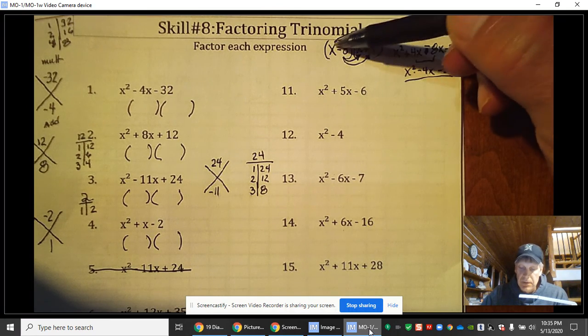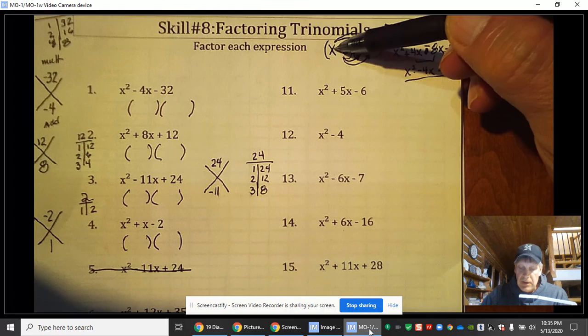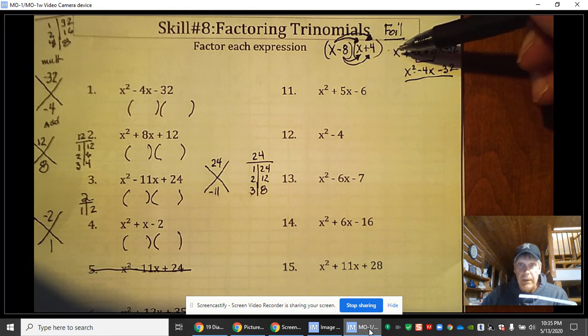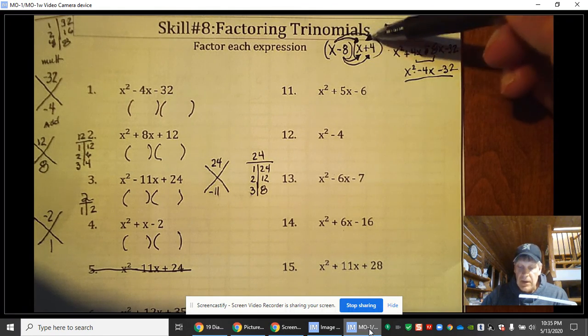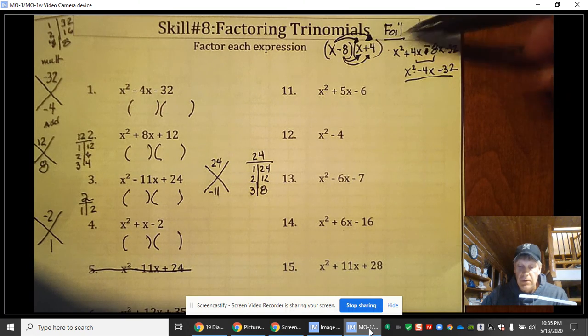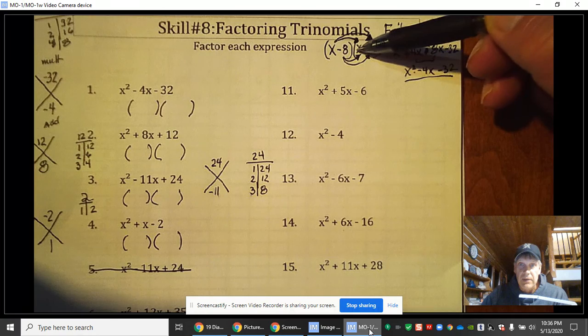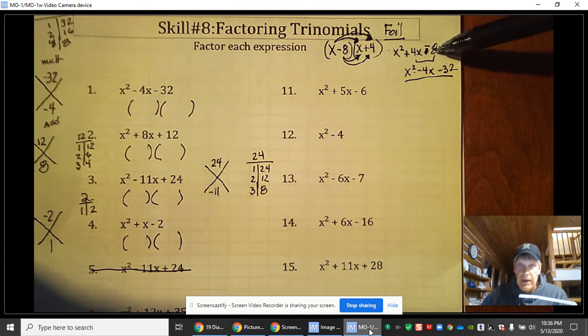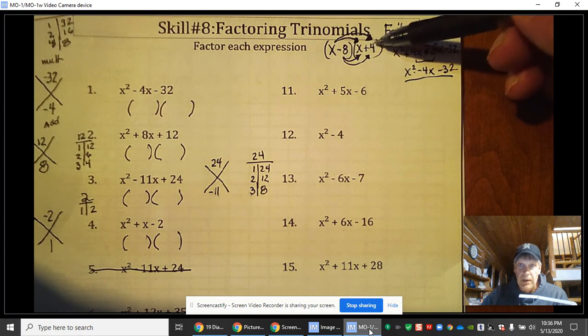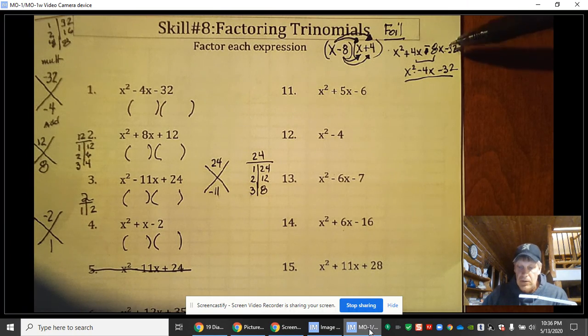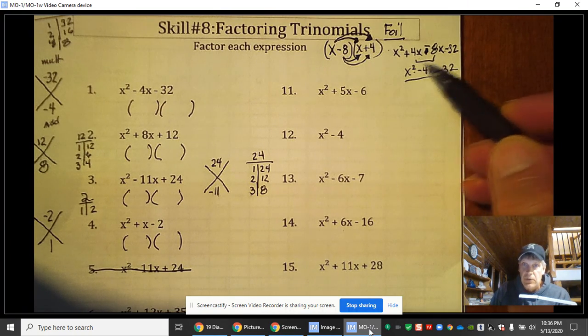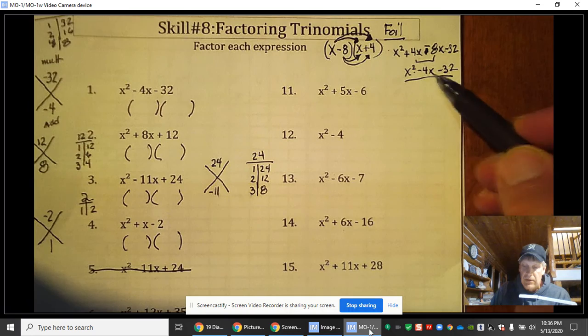Remember, first, FOIL means first, so I take x times x, I get x squared. And then I take x times 4, which is the outside, and I get 4x. I multiply negative 8 times x, and I get negative 8x. And I multiply negative 8 times 4, and I get negative 32. I can add up the two middle terms and get negative 4x.